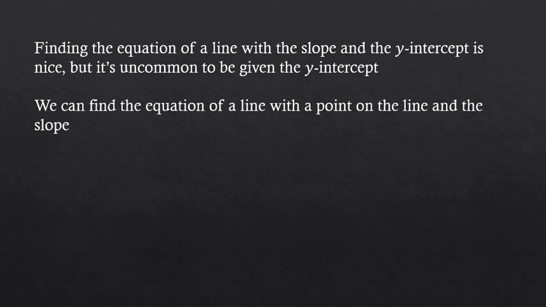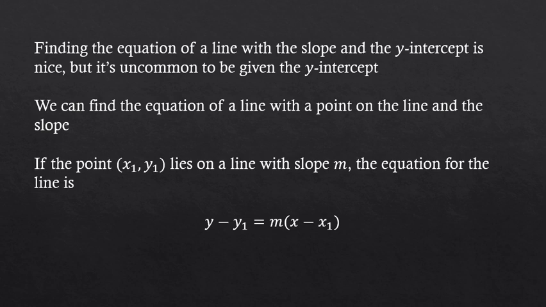We can also find the equation for a particular line if we know a point that lies on the line and we know the slope of that line. Those two pieces of information are enough to uniquely determine the equation of a line. So if we know that the point x1, y1 lies on a line and this line has slope m, then here's the other way that we can write the equation for this line. We can write it as y minus y1 equals m times the quantity x minus x1.